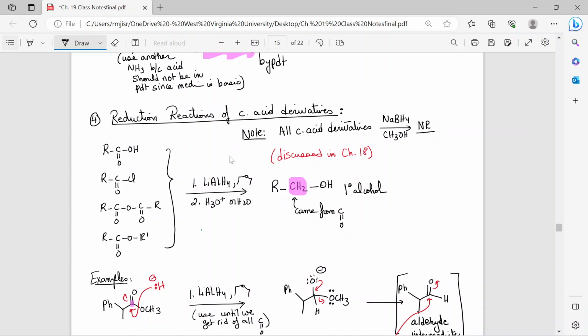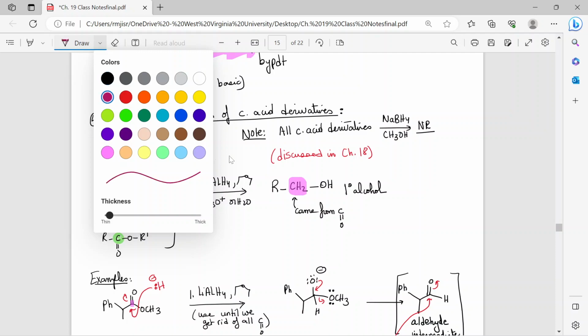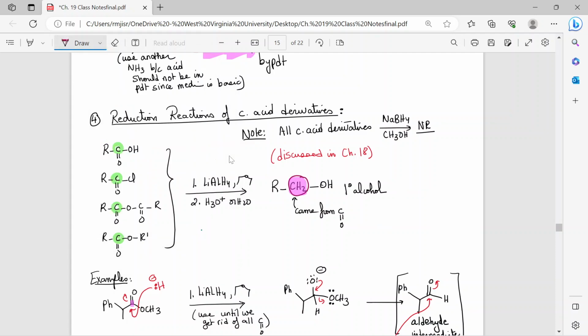So what we're doing over here is we are reducing the carbon of the carbonyl into a CH2. So the CH2 that you see in the product over here came from the carbon of the carbonyl. And then the oxygen of the carbonyl is going to turn into an OH, so your product is going to be a primary alcohol. During the reduction process, we will be losing the following leaving groups for each of the derivatives of the carboxylic acid. So we will end up having byproducts together with the primary alcohol.